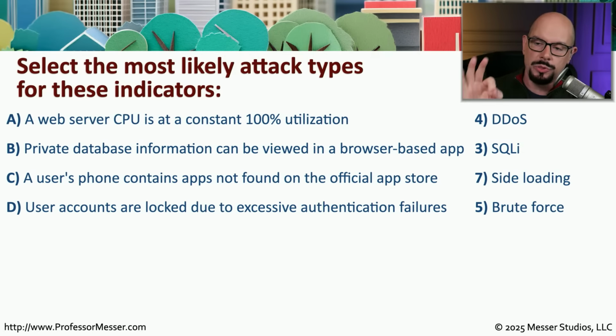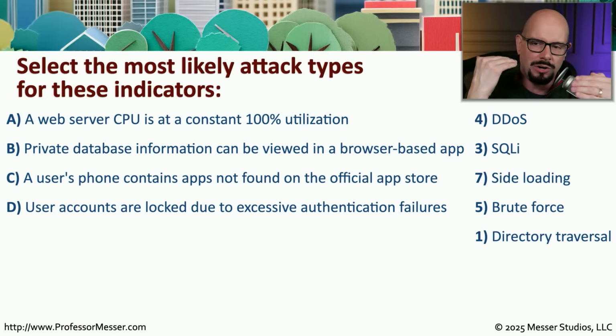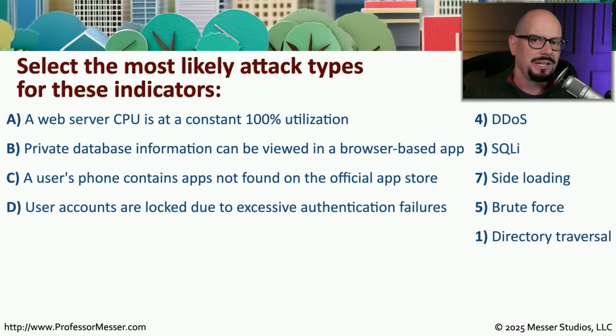Now that means there were 3 attack types we did not use. And a number of people were saying, well, what about directory traversal? We could have used directory traversal to gain access to private database information. Well, you could, but that would assume that the database and the web server are on the same machine. And very rarely do we run into that particular situation. In fact, that's probably an uncommon situation when you get into it.